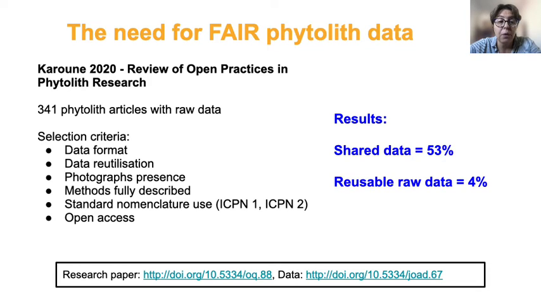In terms of data, she found that 53% of the articles shared any data. This was any form of data, so it included articles with at least one data table in the text, but also data in supplementary files or repositories. She then refined this to look more closely at the reusability of data, so this included full raw data and had to be in an Excel spreadsheet, CSV file, or open repository, which was only present in 4% of the articles. Of all the articles that she looked at, only one had data in an open repository.